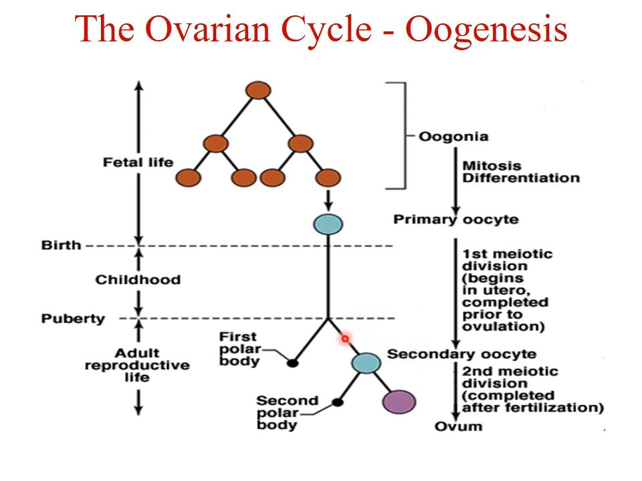Then you can see the secondary oocyte which is formed. The division is completed after fertilization. Only after fertilization the second meiotic division will be completed. So this will be happening in the time of adulthood, right? Here the polar bodies will also be formed.